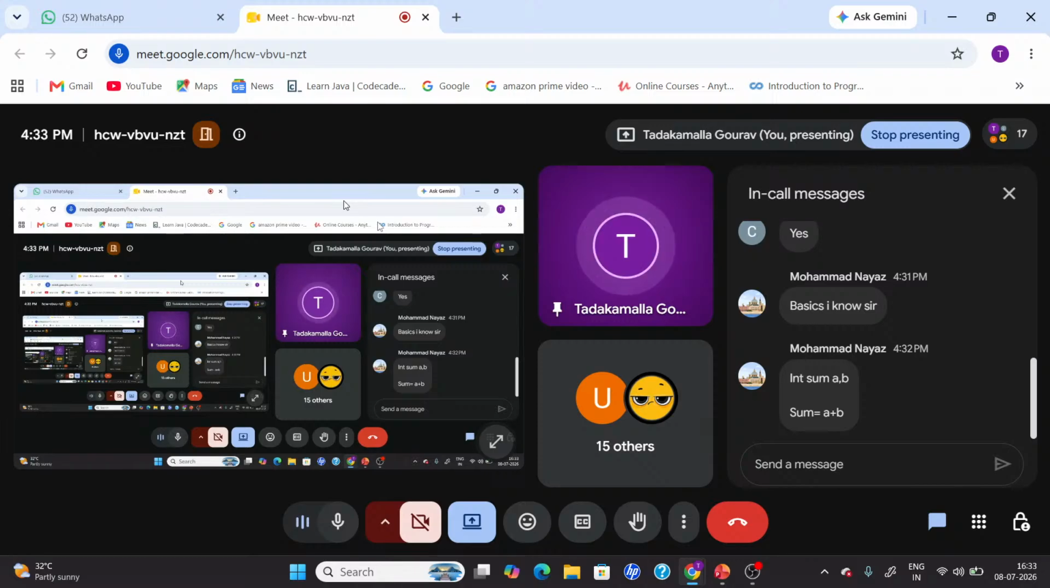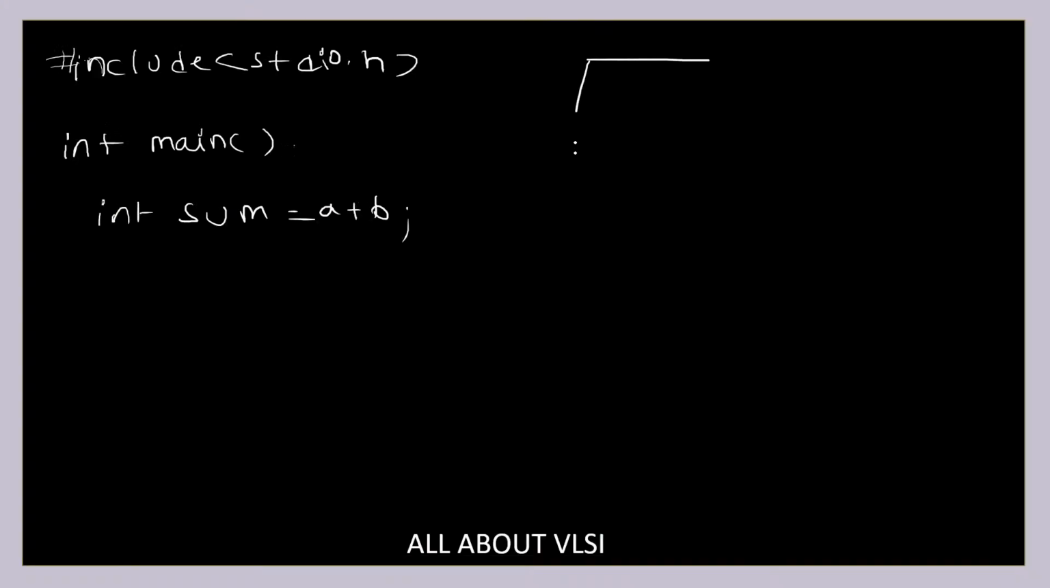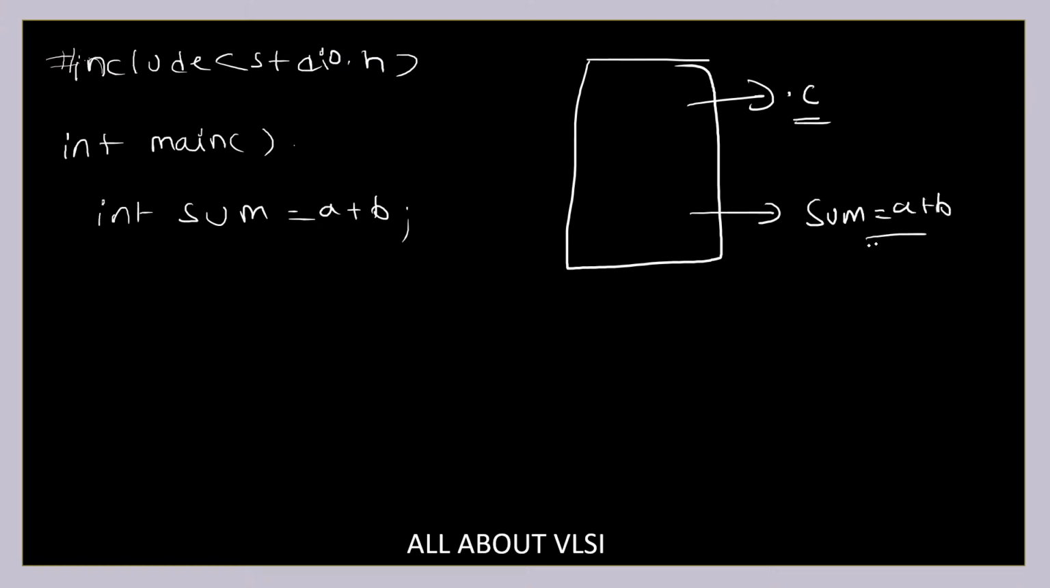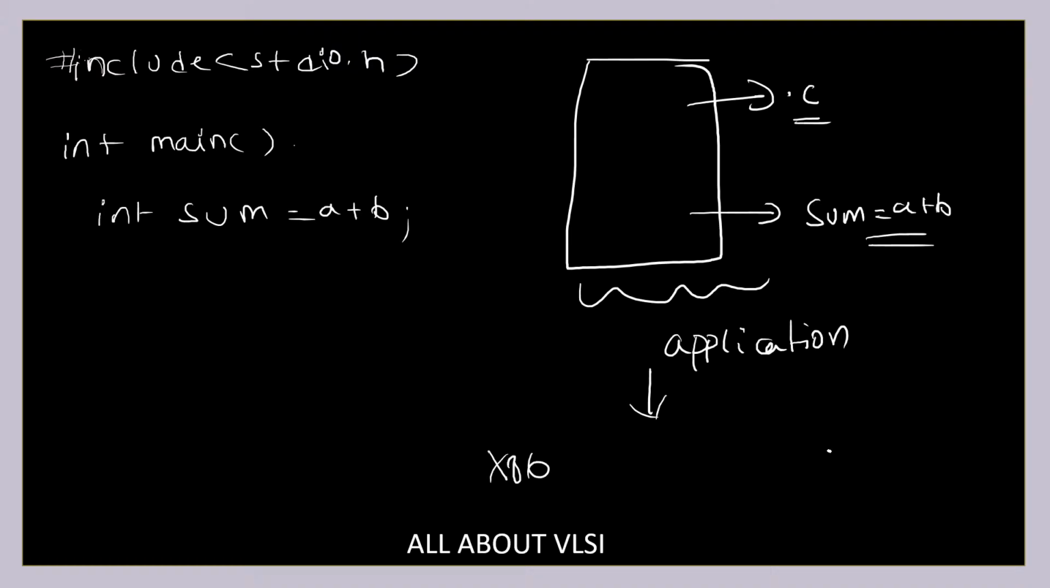Am I right? Now, you are developing a C file, right? So you are writing a .c file where you are simply writing sum is equal to a plus b. Now, this application will be compiled and converted into assembly level language. Let's say if you are working with x86 or RISC-V, depending upon what kind of architecture you are working with, it will be converted into that particular instruction set architecture.